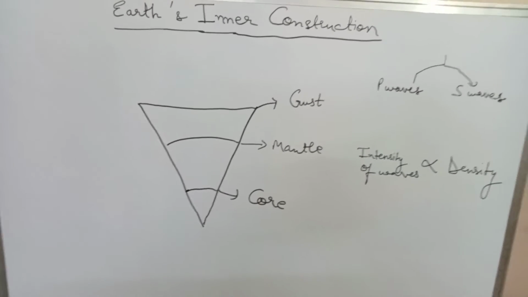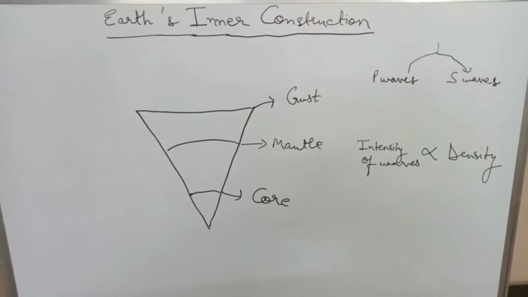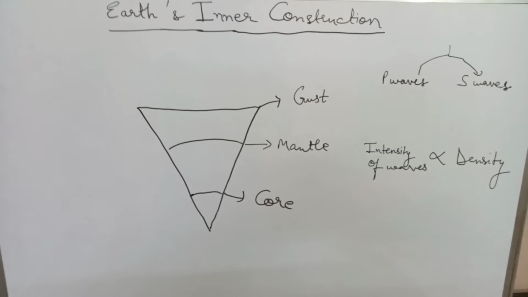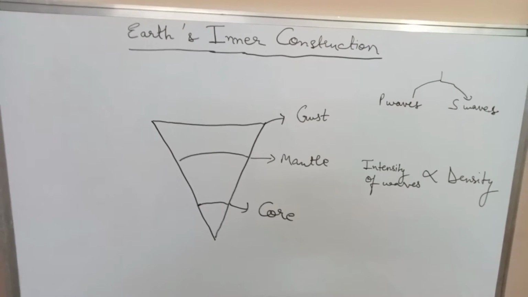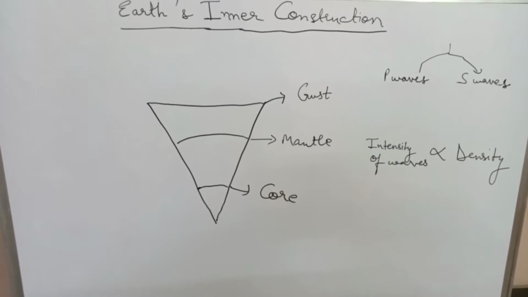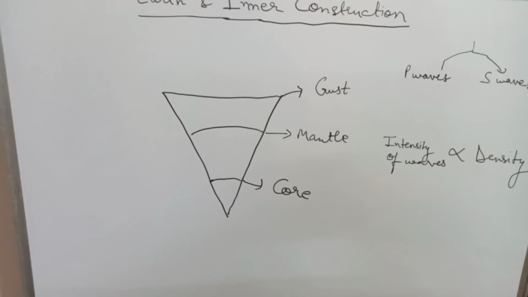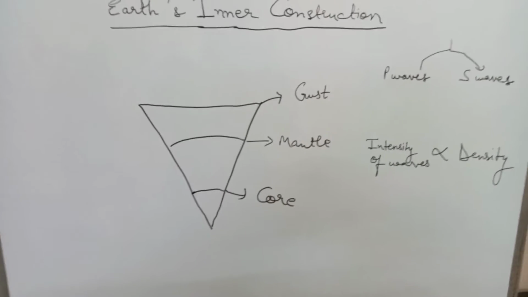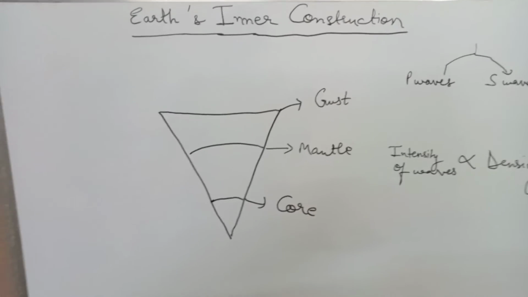What we know about Earth's inner construction is that the Earth is made up of different kinds of layers, and the layers include crust, mantle, and core. Crust is the upper layer, mantle is the middle layer, and core is the most interior layer. So the upper layer is crust, the middle layer is mantle, and the third one is core.